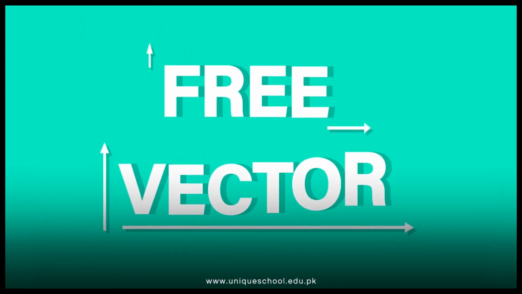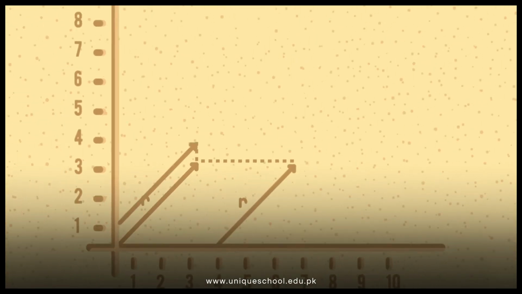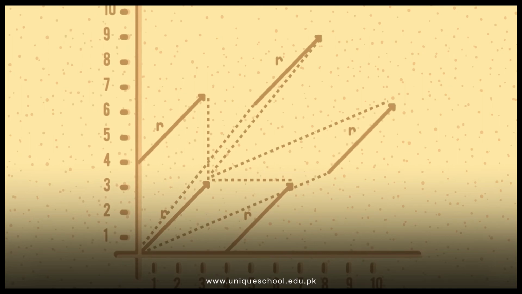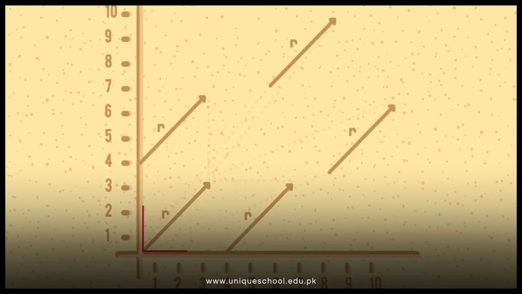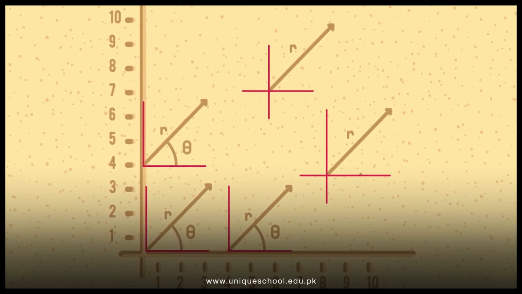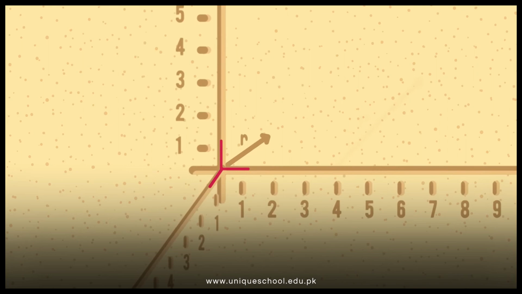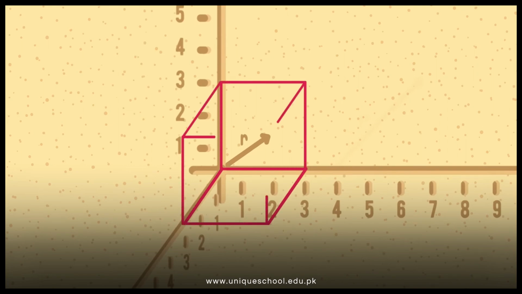Free vector. A vector which can be displaced parallel to itself and applied at any point is known as a free vector. It can be specified by giving its magnitude and any two of the angles between the vector and the coordinate axis. In 3D, it is determined by the three projections on x, y, z axes.